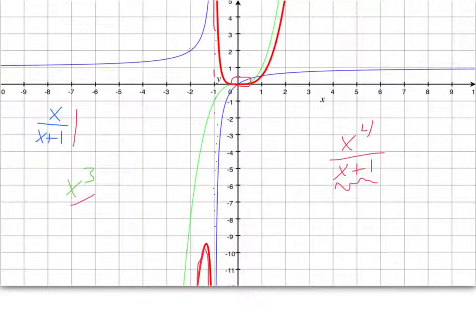Negative times a positive is negative, so that should be negative. Here we have a positive times a positive, so that should be positive. Okay. And again, since this is large and this is not too close to 0, we're going to get our greatly increasing function here. Okay.